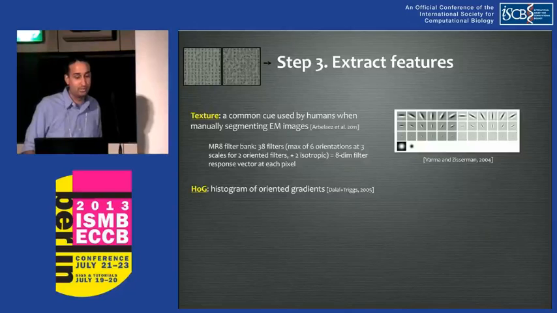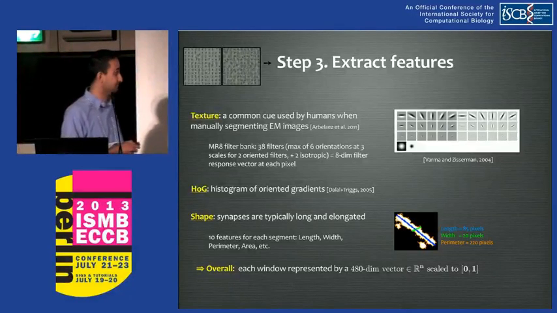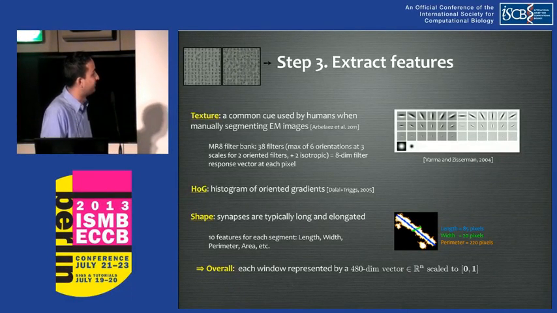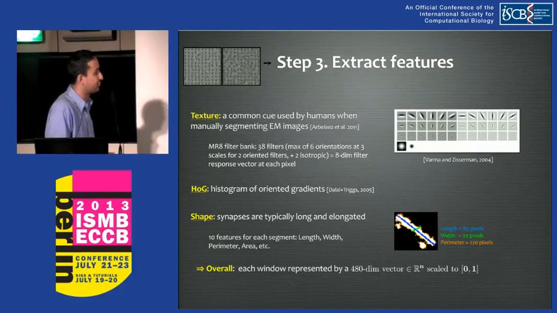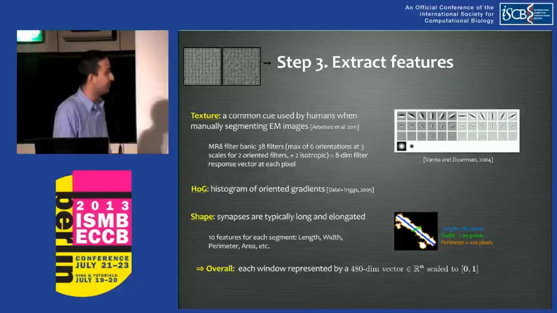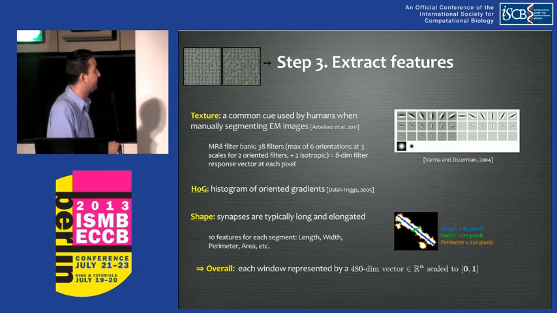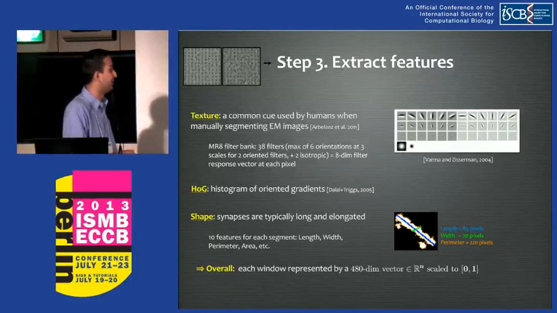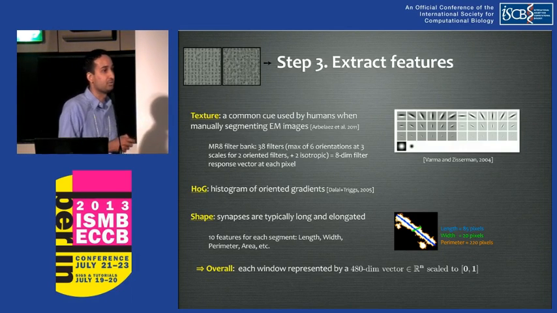Okay, so these are our intensity-based features, but what's also interesting is that if you just look at these blobs and the shape of these blobs, those can also be an informative indicator of whether or not this might be a synapse. What I mean by that is that synapses typically have this long elongated shape to them. So you can extract features, for example, the length, the width, the perimeter, the area, and others. You can look at the rest of these features in the paper. But we have 10 different features characterizing what the shape of this blob looks like. So we have two different sets, the intensity-based features and the shape-based features, that are independent. And overall, each one of these candidate windows is represented by this 480-dimensional feature vector that we normalize in R^N.